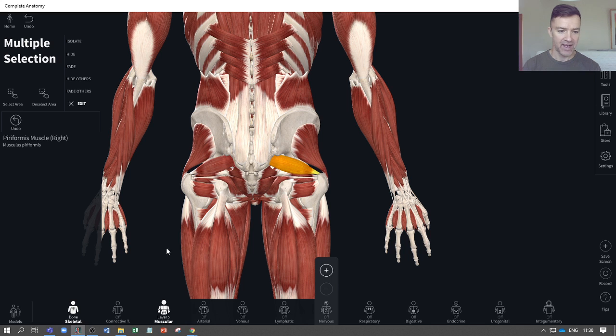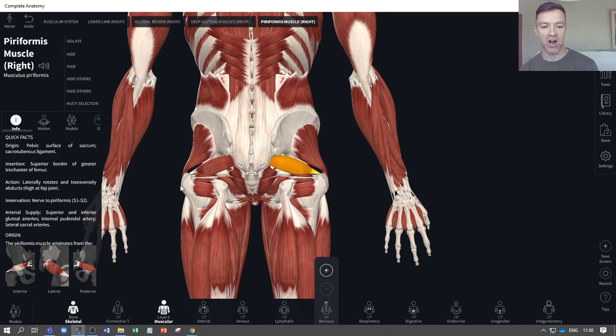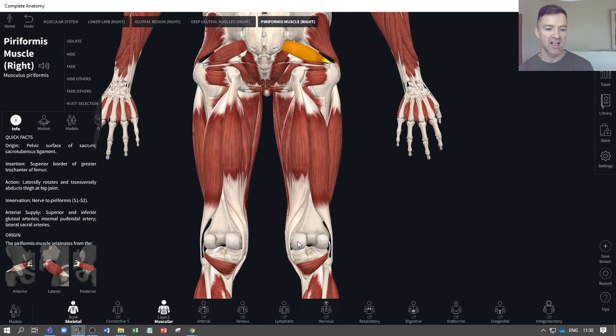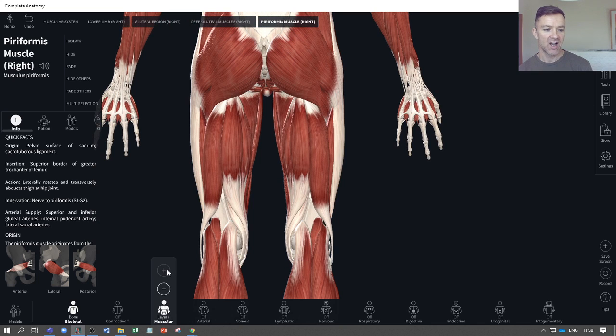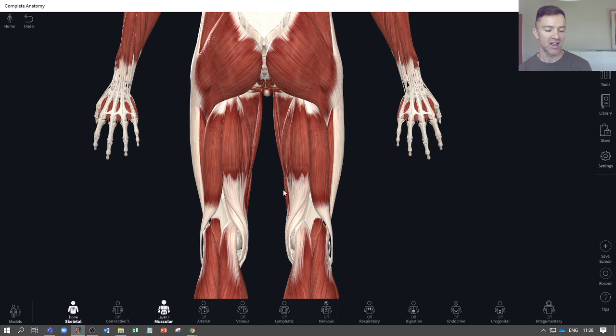Okay, let's get back onto what we are talking about today. So that is your glutes and your piriformis. We want to move on now, and the last thing we want to talk about are your hamstrings. Your hamstrings are a muscle group that are located on the posterior surface of your thigh, the back of your thigh.